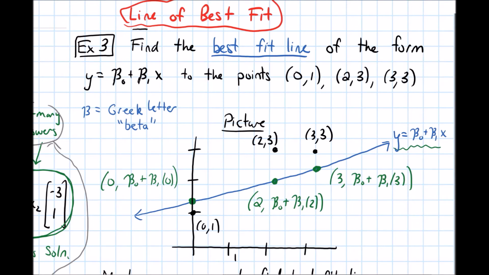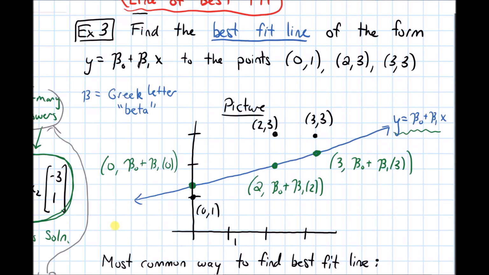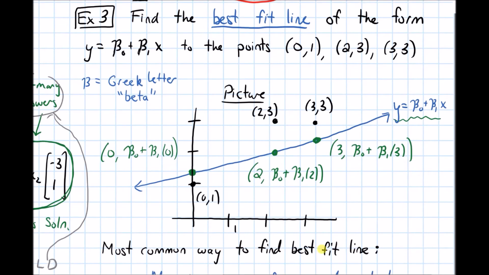Our technique, the most common way to find the best fit line, is to do the following. We're going to look at the distance between each point on the line and each observed data point. I'm going to look at this vertical distance, and this vertical distance is called a residual. This first residual, I'll call R1. The second residual, I'll call R2. And the third residual, we'll call R3.